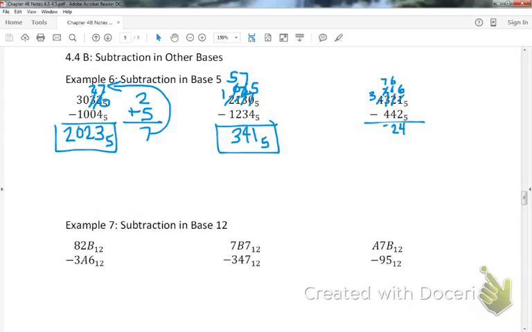7 minus 4 gives me 3, and in the last column, 3, and I'm not subtracting anything, so it just comes down. So 3324 in base 5 would be our final answer there.